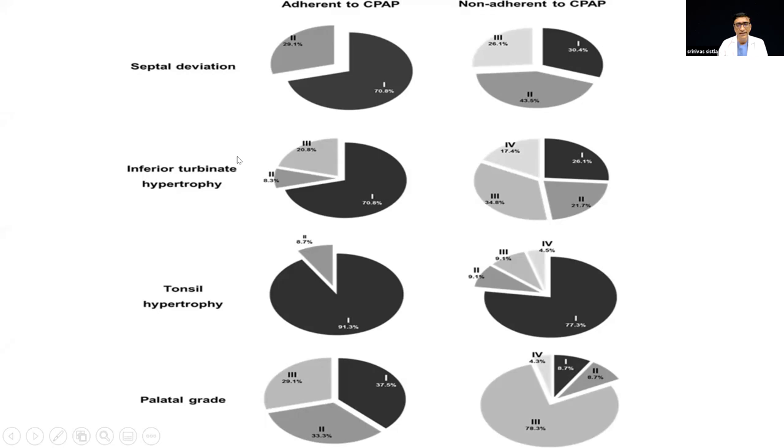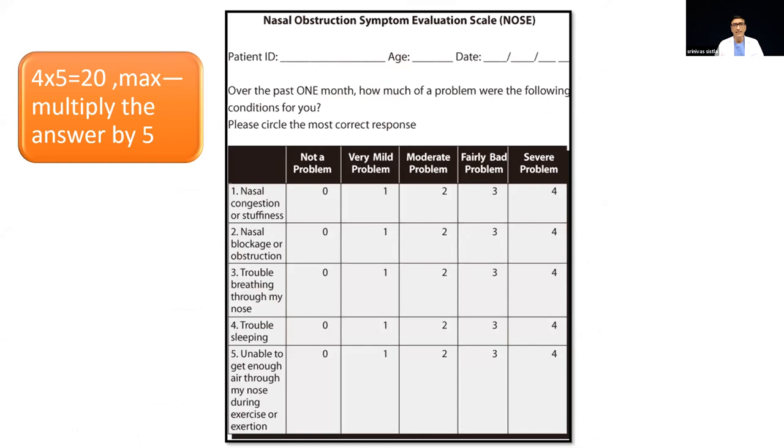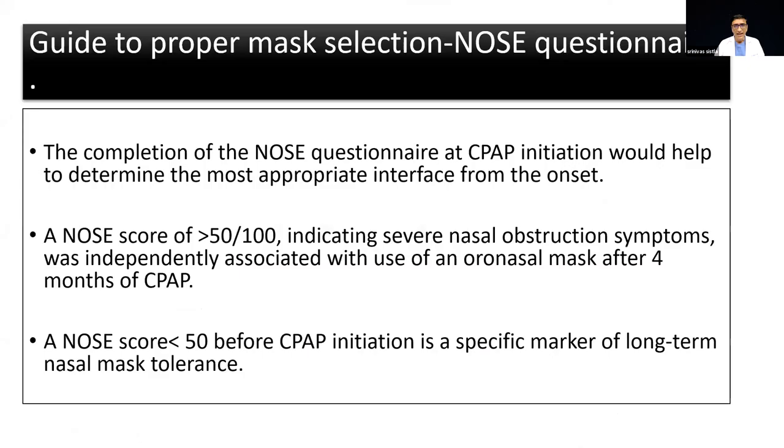Here is a simple kind of a scale that most rhinologists use, the NOSE scale. Now, why did I bring this up? Because we as sleep apnea surgeons also use this scale. Why? If you use this scale and you find out that the patient has a score of above 50, giving a nasal mask to this particular patient is of no use because he is not able to use the nasal mask or a nasal pillow.